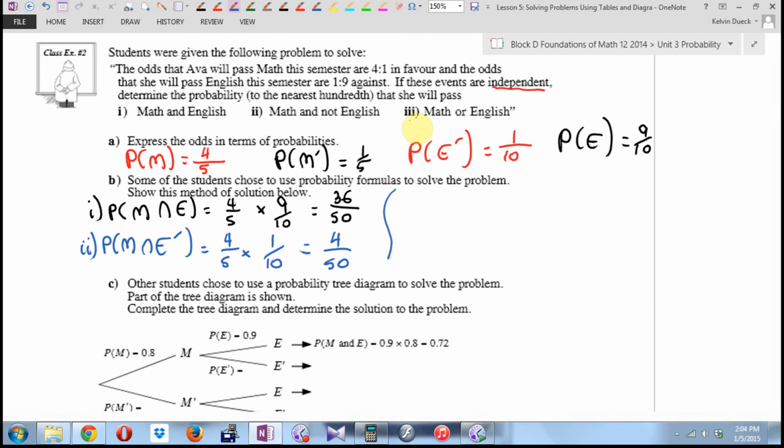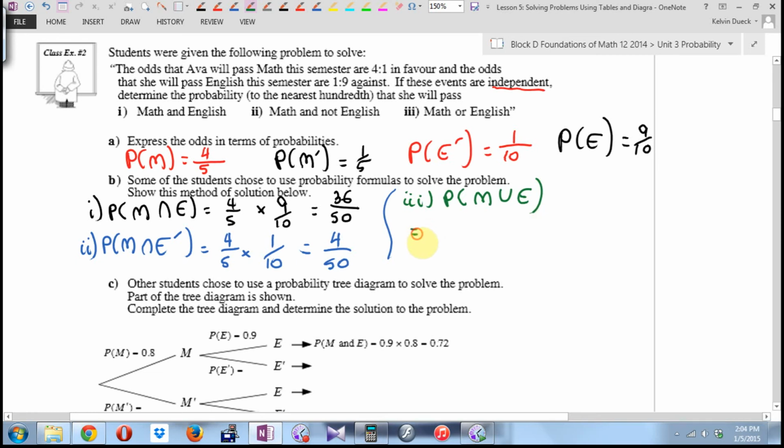Math. So in terms of symbolic, I would write it like this. Probability of math union English, sort of looks like a U. And it's going to be add, minus the overlap.